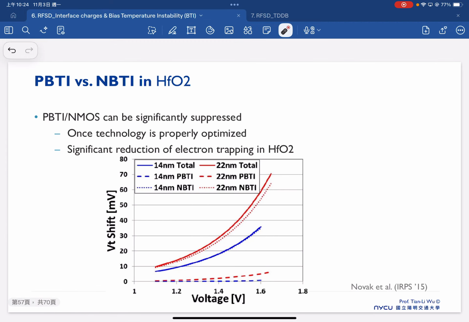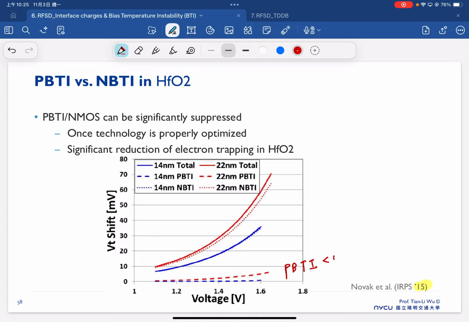Of course, with later continuous improvement, we finally found a way to suppress the PBTI. This is a paper later published in the IRPS in 2015, and it's also very important to know that this is industry technology, coming from the real 14 nanometer and real 22 nanometer technology. Now we can see our PBTI is below 10 millivolt of the delta VTH.